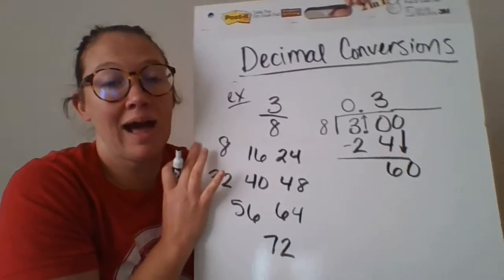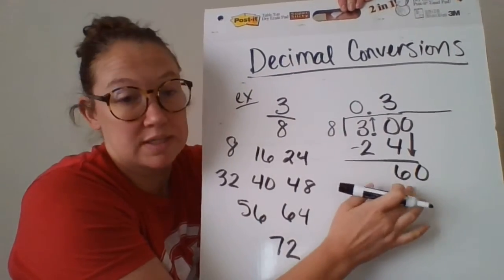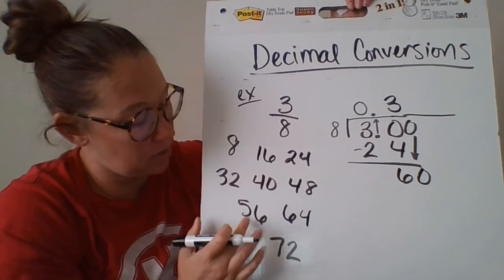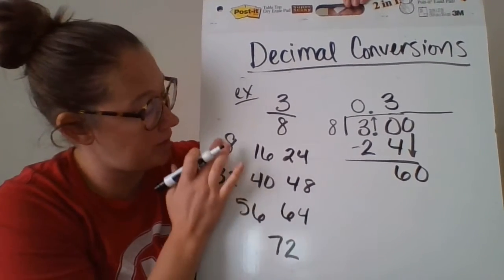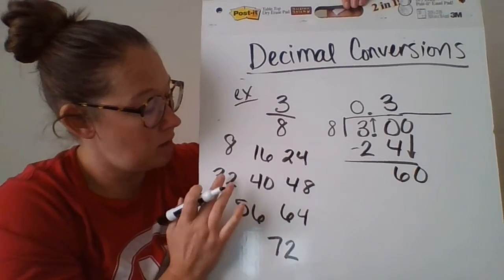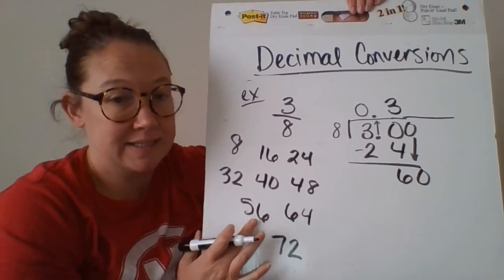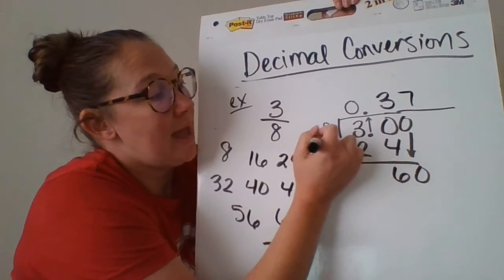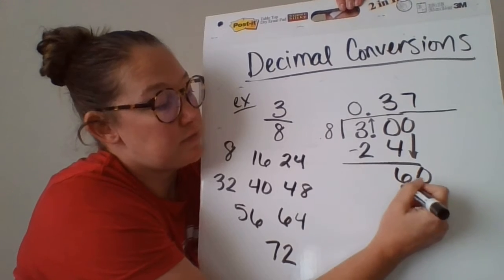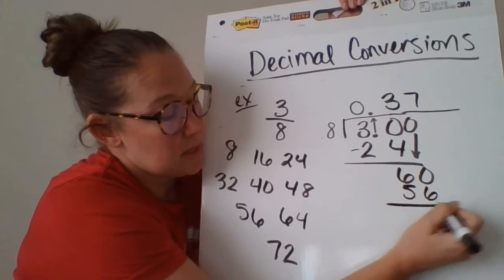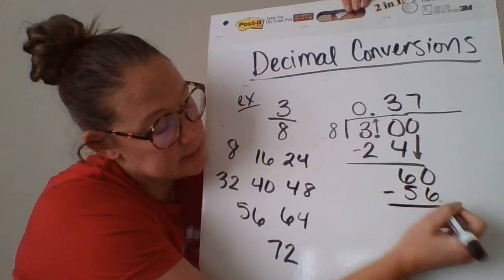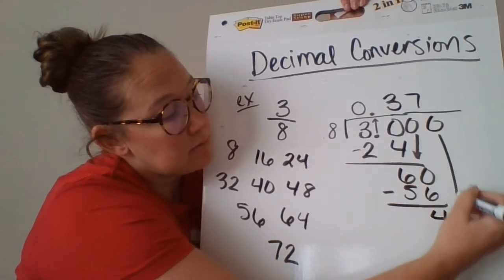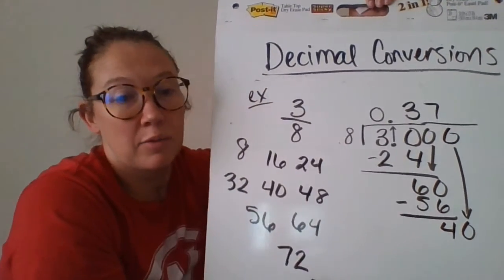And now I want to know how many times does 8 fit into 60? Well, which number of these is going to get me closest to 60 without going over? Well, that's going to be 56. So I'm going to count it. 1, 2, 3, 4, 5, 6, 7. 8 is going to fit into 60 7 times. 8 times 7 is 56. I'm going to subtract. 60 take away 56 is going to be 4. Still not a 0. So I bring 1 down.